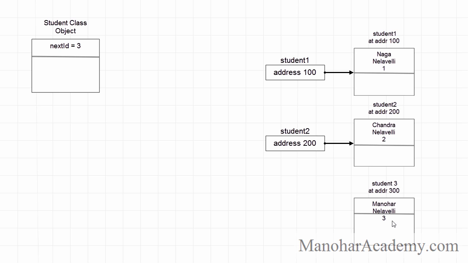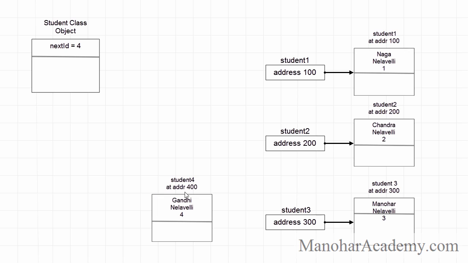Now let's create one more object, student 3. Now because the next ID is 3, it will have 3. Then the next ID will become 4 at the class level. Now if we create a new object, that will get an ID of 4. So here we created a new object, it got an ID of 4. Then next ID will be incremented to 5.